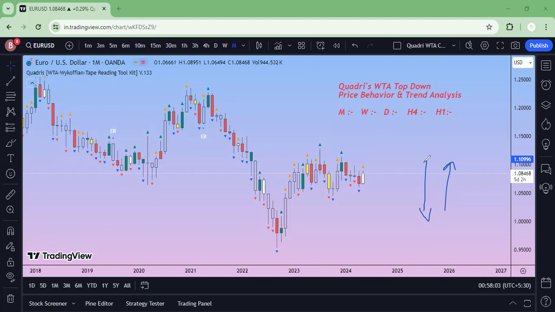So in top-down analysis, we look into higher time frames: M stands for monthly, W stands for weekly, D stands for daily, H4 and H1. Normally people do this much analysis and they don't take H1 into consideration. But H1 is the one time frame which I pay more attention to compared to all the four upper time frames.